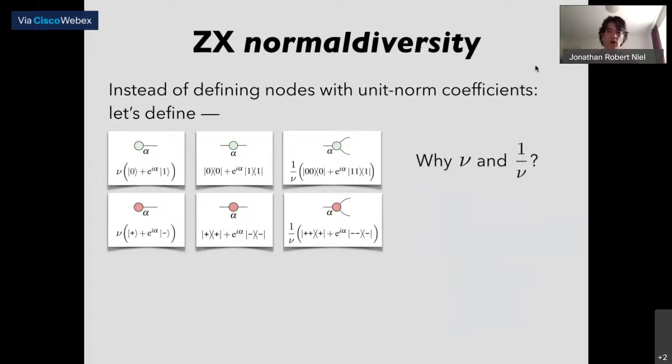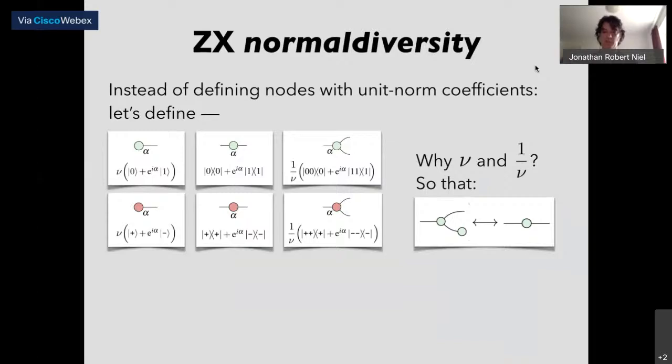But why nu and 1 over nu? Why change the normalization in different ways for different degrees like this? It's precisely so that we can have a fusion rule. And if you adopt a fusion rule like this, then it becomes clear what the normalizations for the higher degree nodes should be as well.